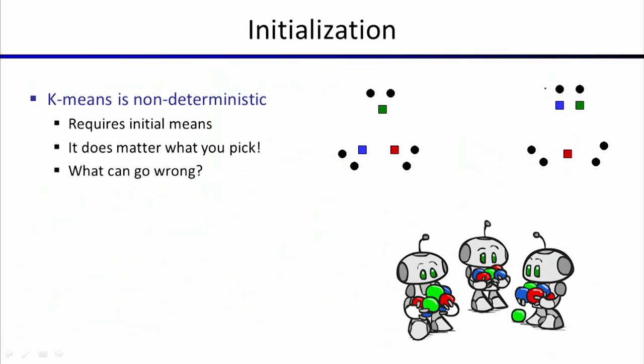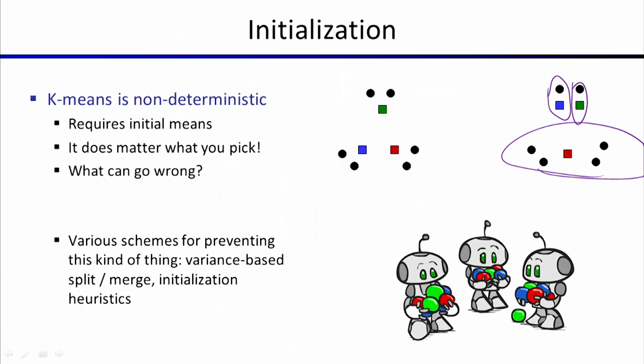Well, very quickly, blue is going to capture this point and then basically sit there. Green's going to capture this point. Red's going to capture these points, and then it's going to stop. So this clustering isn't very good, but it is a stationary point of this algorithm. This algorithm is only local search.